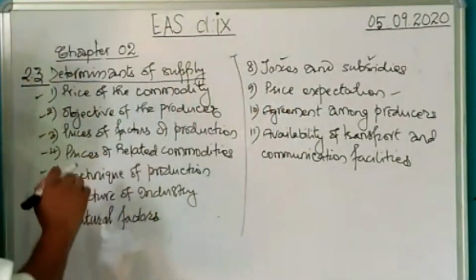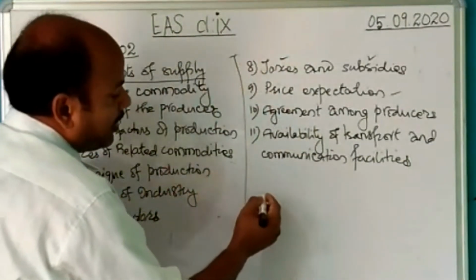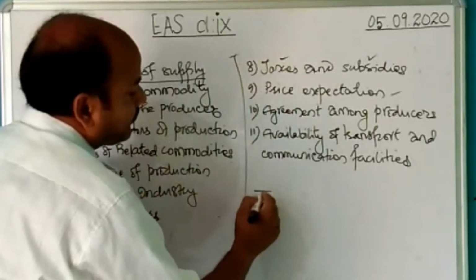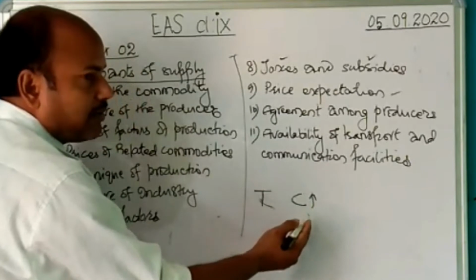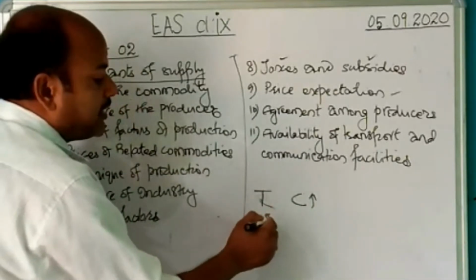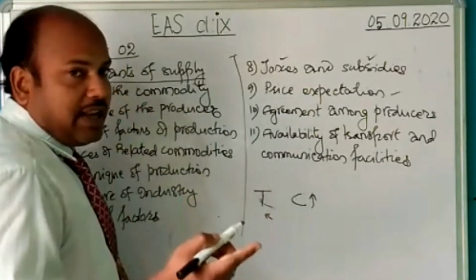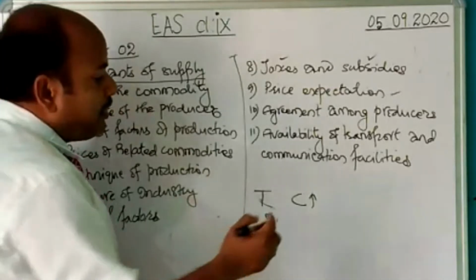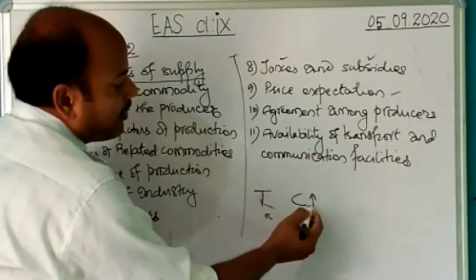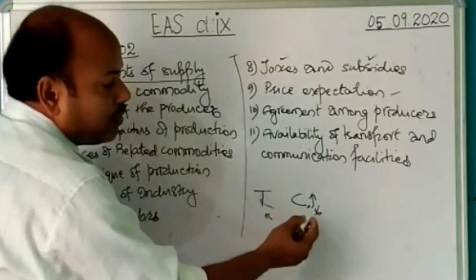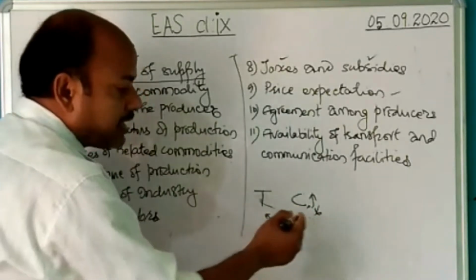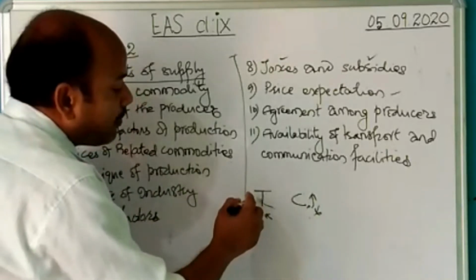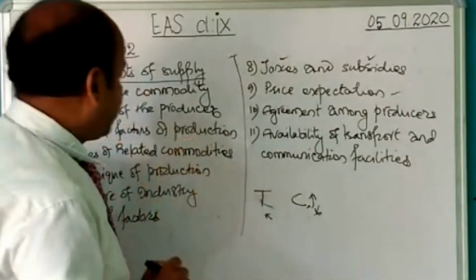Next is the price of related commodities. For this, take the example of tea and coffee. If the price of coffee increases, fewer people will buy coffee. But what will those people do? They will start buying tea. That means the supply of tea will have to be increased. Similarly, if the price of coffee decreases, more people will start buying coffee, no? The tea consumer also will start buying coffee. Hence the supply of tea will decrease.